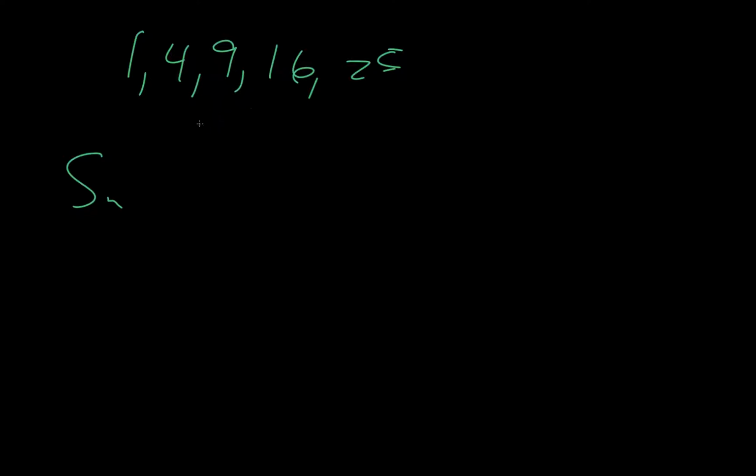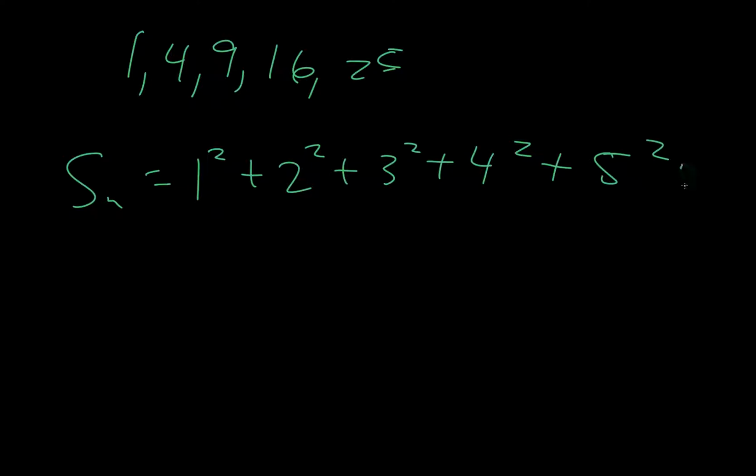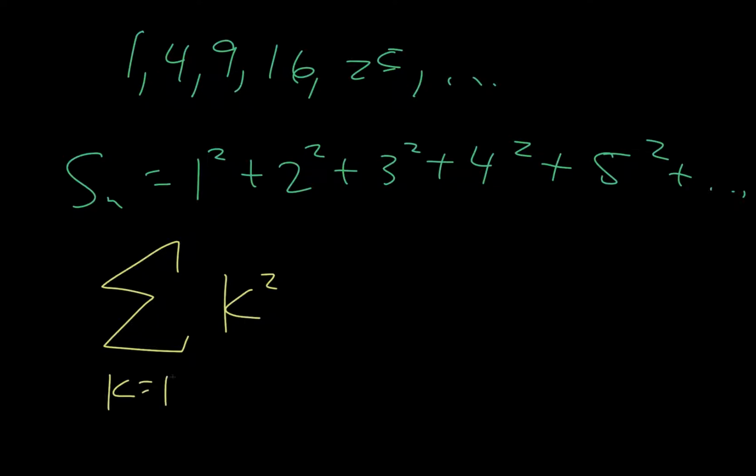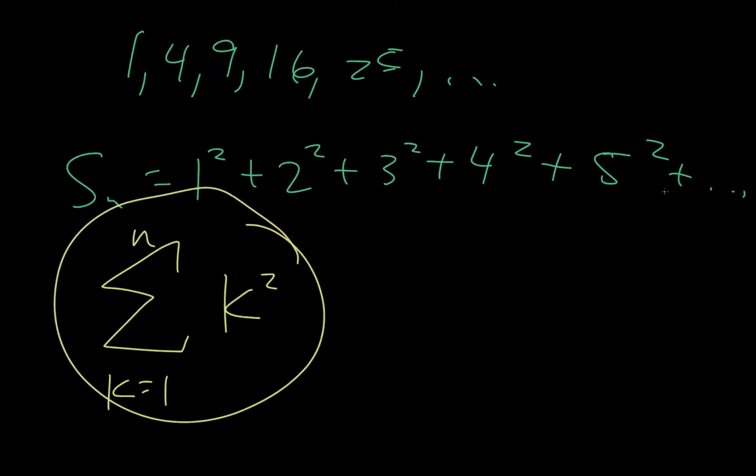All it wants us to do is notice that this is really just 1 squared plus 2 squared plus 3 squared plus 4 squared plus 5 squared, plus dot dot dot, because this one goes on forever. Then it wants us to write a summation representing that. We're just squaring something each time. This symbol means we're going to add all of the terms, and we are just going to go from k equals 1 to n.